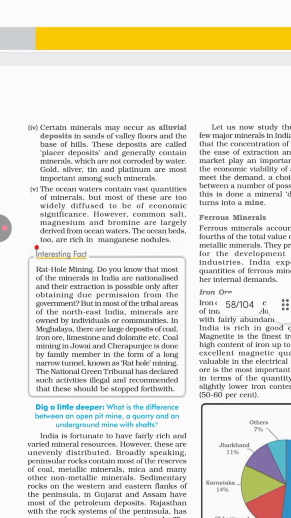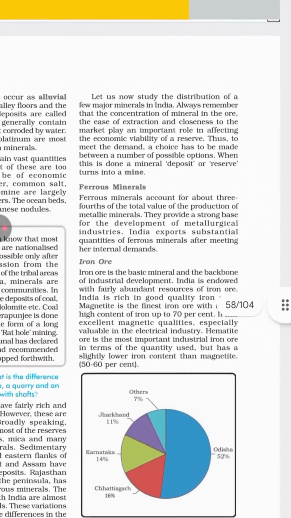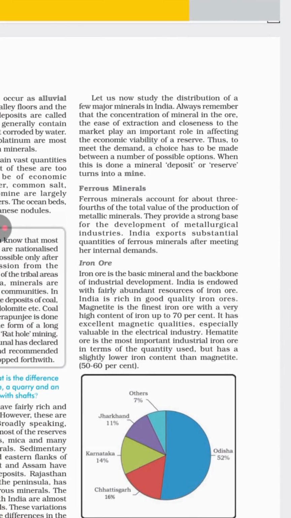Okay, but I'll tell you one thing. India is in a very advantageous position because we have got large deposits of good minerals like iron ore. Just imagine, India has a good quality of iron ore. Hematite is the most important industrial iron ore in terms of quantity, though with a slightly lower content than magnetite, and we have got a good amount of hematite.